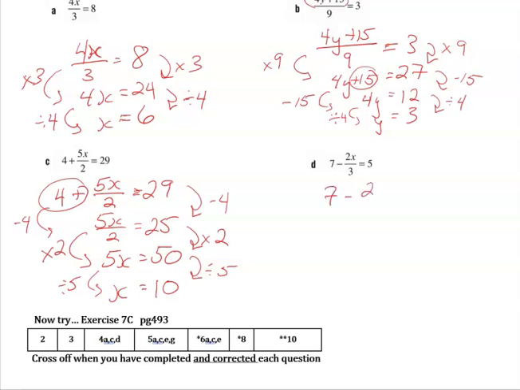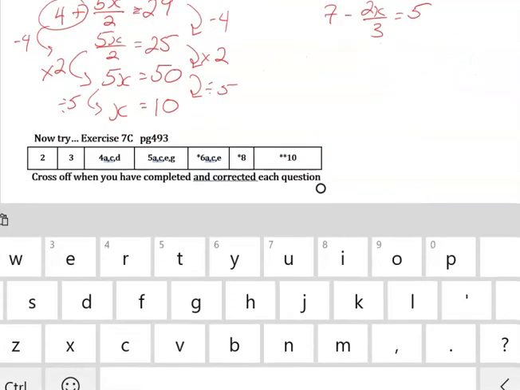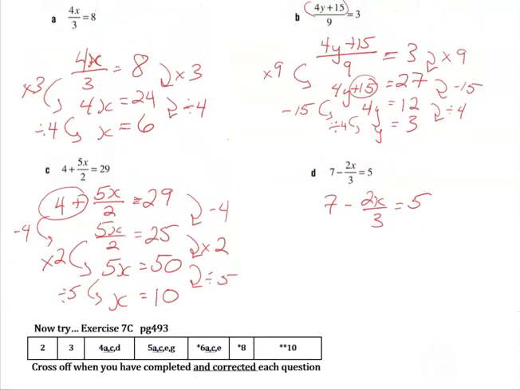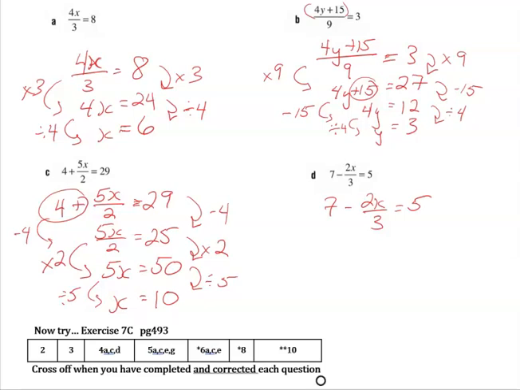7 minus 2x over 3 equals 5. Now I've got that same kind of idea where I end up with a minus. There's more than one way to deal with a minus, but this is how I think is clearest. So this 7, remember, is a positive 7. So I'm going to subtract 7 from both sides. I could do it another way, and I might do that after this, but I'm going to subtract 7 from both sides to get negative 2x over 3 equals, 5 minus 7, which is negative 2.